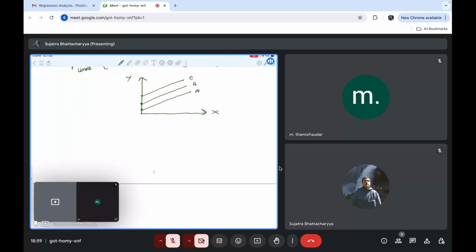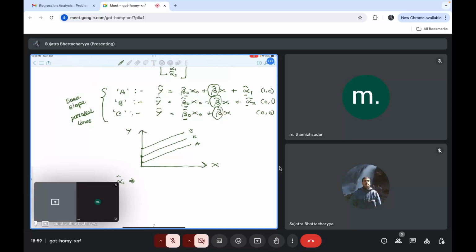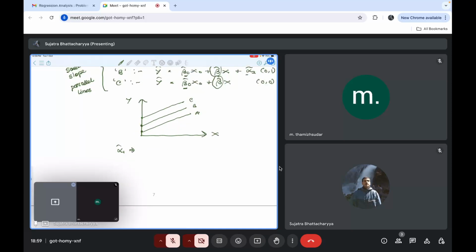Okay, let's look at alpha 1 hat. What does that represent? Look at the alpha 1 hat. What is this representing? It is actually representing the difference between response variable, or difference in response variable, between set A and set C.